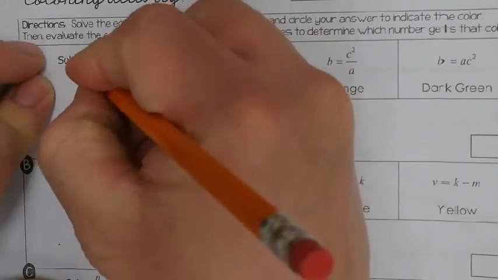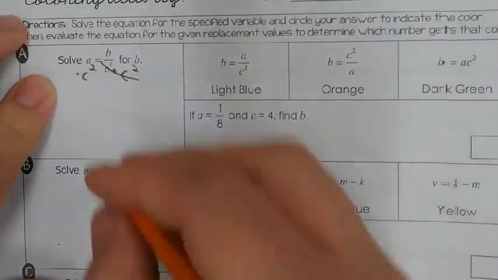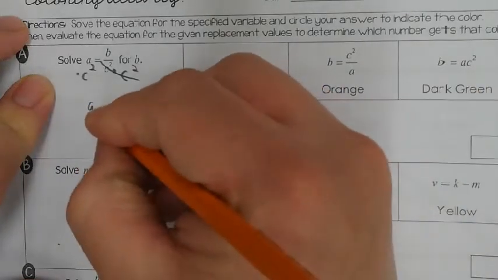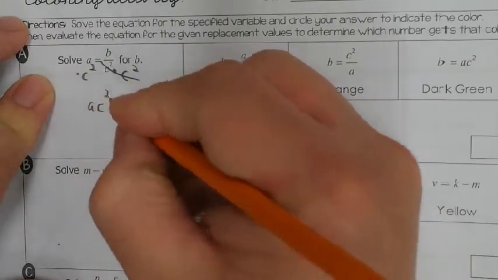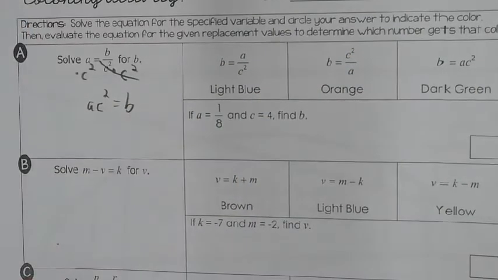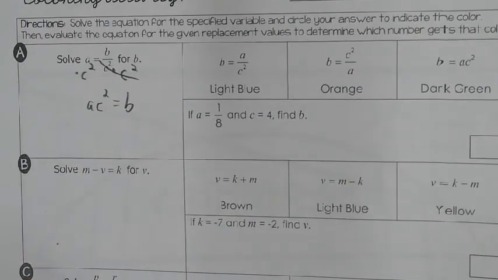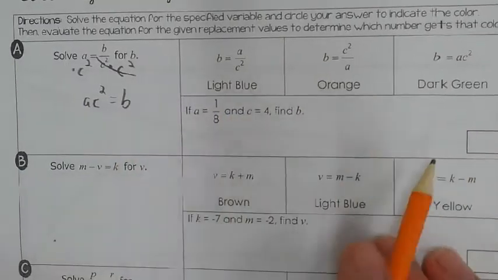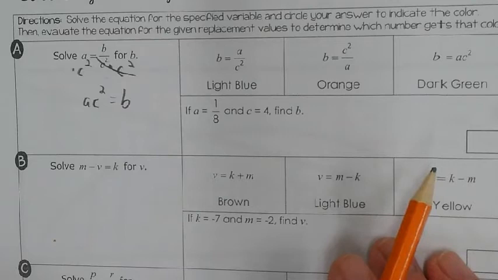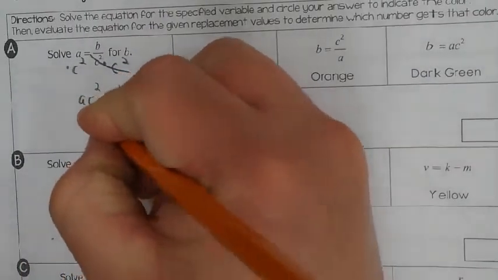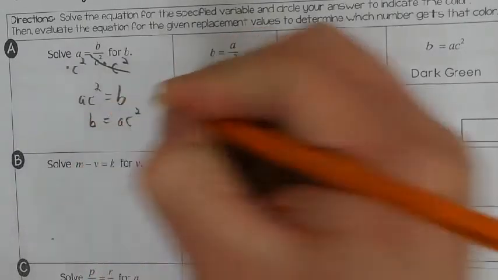I'll put B on the left side. You could have done that. So you get A times C squared, which is just AC squared, equals B. So does everyone see how we got that answer? Yeah. You could put the B on the left side. If the B's on the left side, it'd be B equals AC squared.